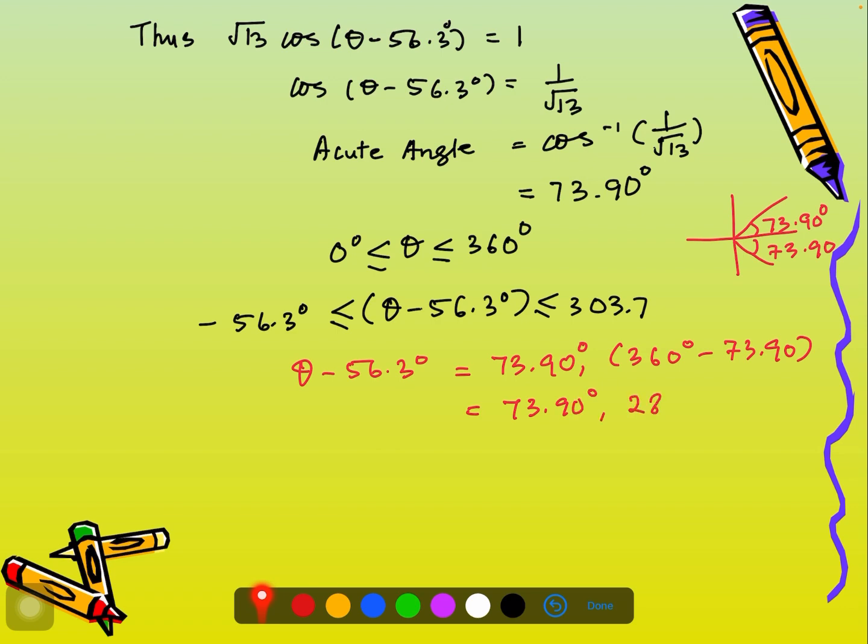And cos is positive in the first and the fourth quadrant. So the first one is 73.9, and the second one is 360 minus 73.9, and then simplify. This will be 286.1. And now lastly, we have theta as the solution equals 130.2 degrees and 342.4 degrees.